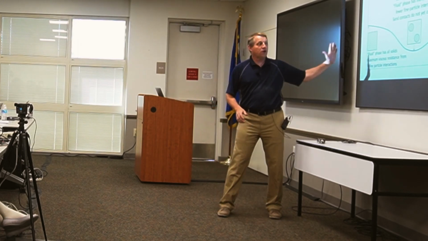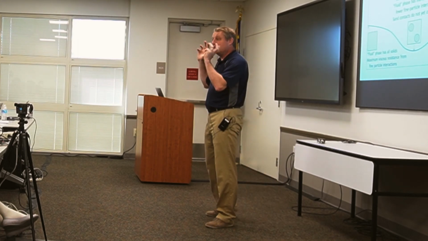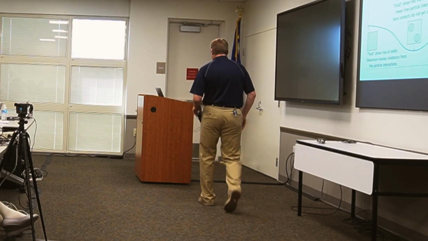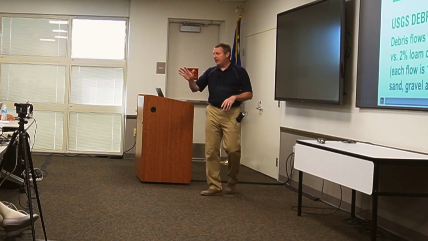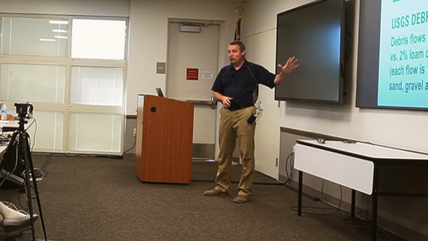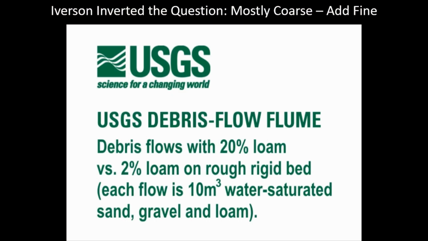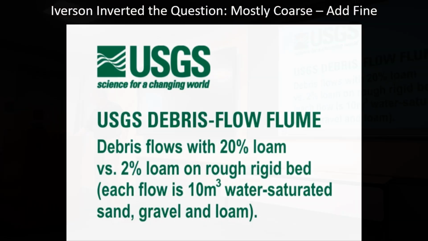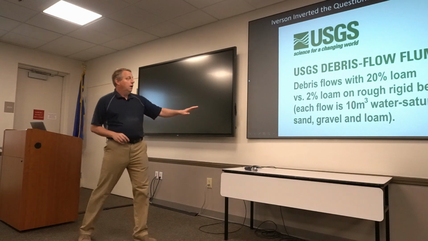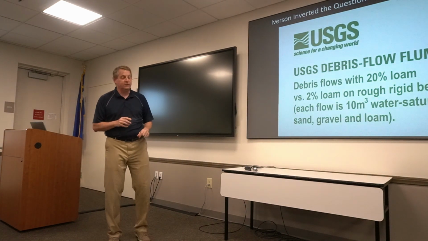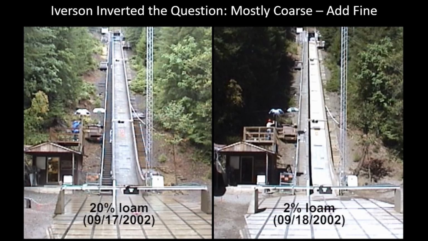So he doesn't start here and add solids and clastics. He starts with clastics and adds fines. And here's what he found. In the video that I provided before the class, we showed him explaining it, which is going to be better than me explaining it, so go and watch that. But here they ran the debris flow flume. These are 2 debris flows, and one of them has 2% cohesives, and the other has 20% cohesives. So it's 20% on the right, 2% on the left.